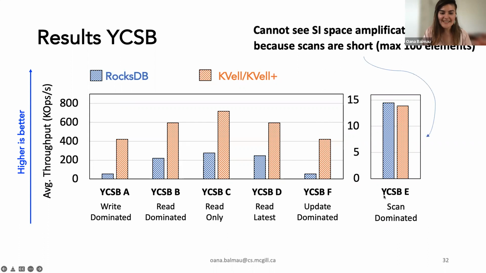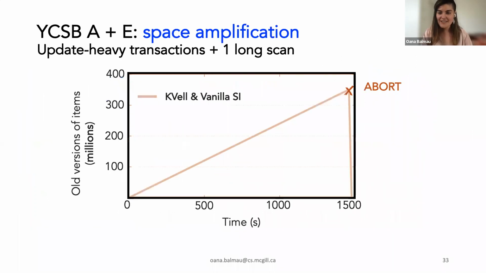Now in this YCSB-E experiment, since it's scan dominated and the scans are short, we can't really see this space amplification effect from the YCSB benchmark. So what we did to trigger it was to emulate a new workload synthetically that runs the update heavy workload, so YCSB-A, in addition to a long scan that's similar to what we would have in YCSB-E. And this is very close to the kinds of workloads that we saw at Nutanix that combine a write heavy transaction and an analytics transaction.